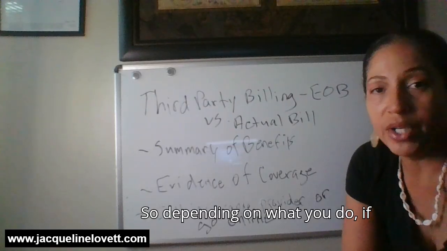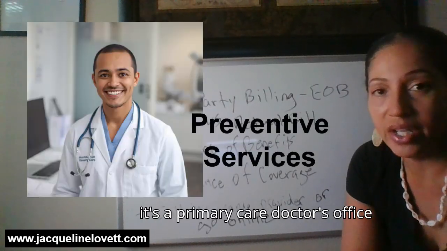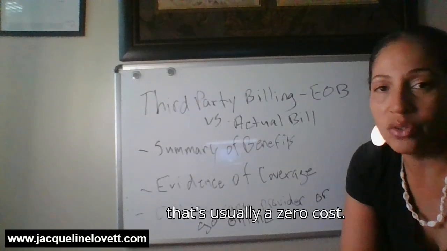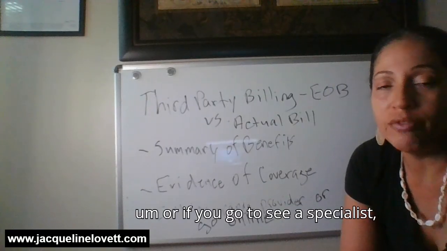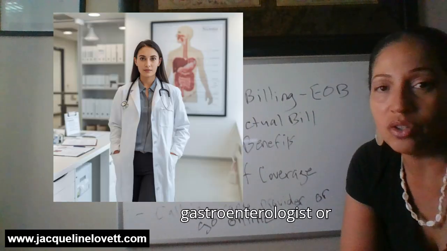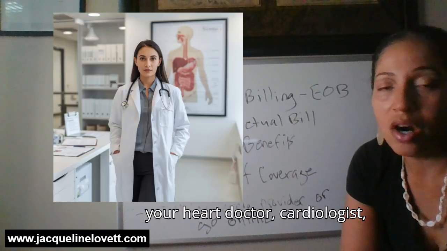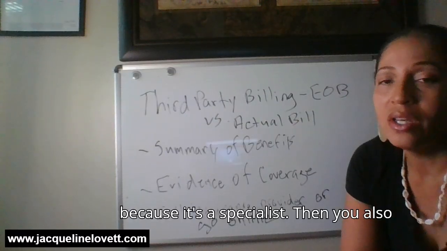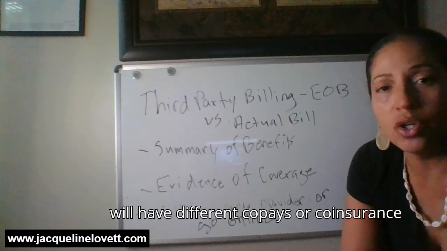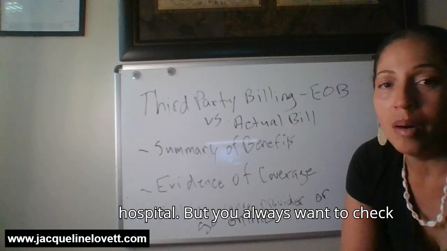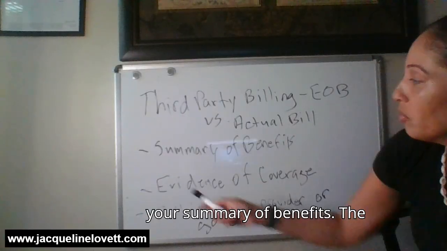So, depending on what you do, if it's a primary care doctor's office visit, for example, on most plans, that's usually a zero cost. Or if you go to see a specialist, for example, maybe like a gastroenterologist or your heart doctor, cardiologist, they may bill you a different copay because it's a specialist. Then you also will have different copays or coinsurance if you are going to be staying in the hospital. But you always want to check your summary of benefits.